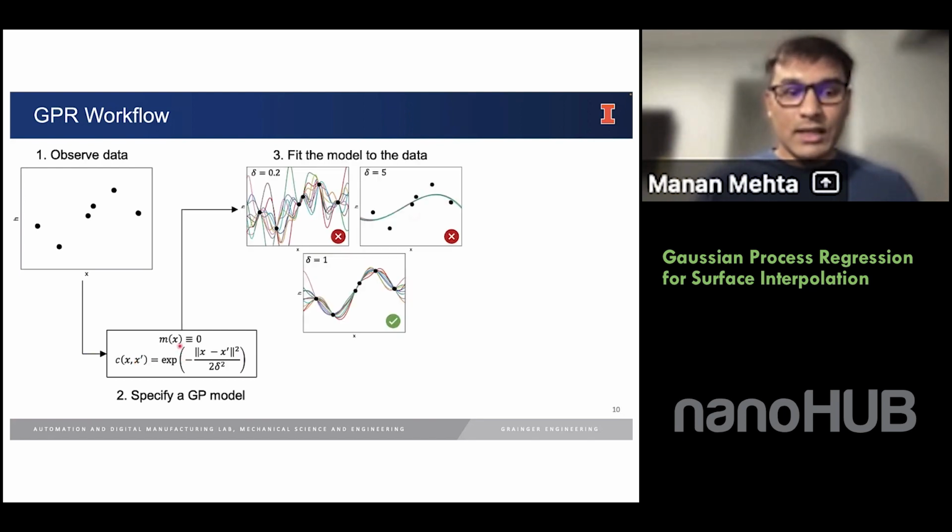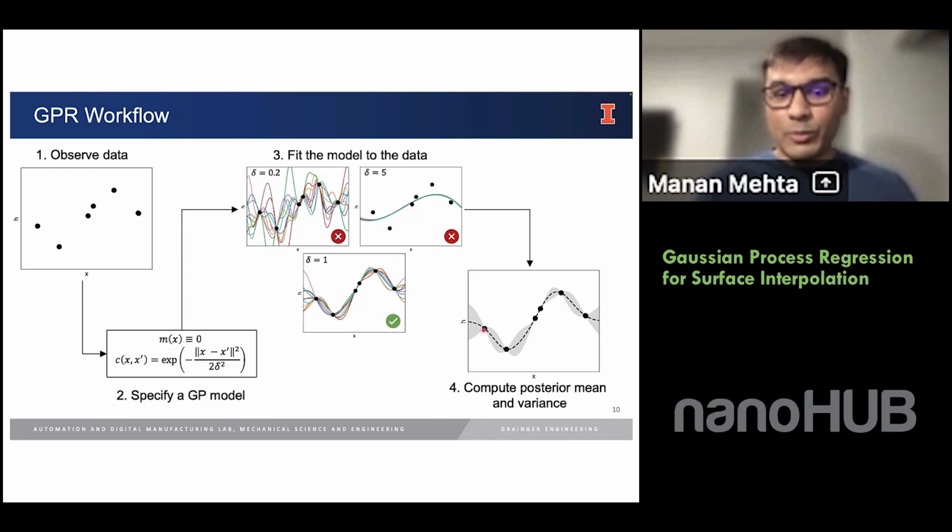You then use this model and fit this model to your data. This means that you choose the value of the hyperparameter, in this case delta, that best explains your data. So in this case, in the first two plots, you can see an overfit and underfit happening for lower and higher values of delta. But for delta equal to 1, you see a good fit. And so you would choose this model. And once you have that model in place, you can calculate the posterior mean and variance. And this posterior mean essentially gives you the interpolation result between 2 points.